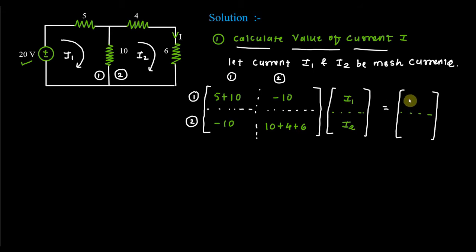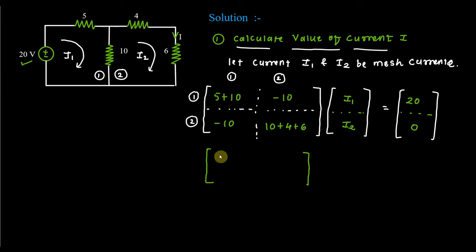So what is the value of that? 20. Because when you follow this clockwise direction, negative will become positive, so it is plus 20, and there is no voltage source in the second mesh, so this answer is equal to 0. Right, so we have written the mesh matrices here.